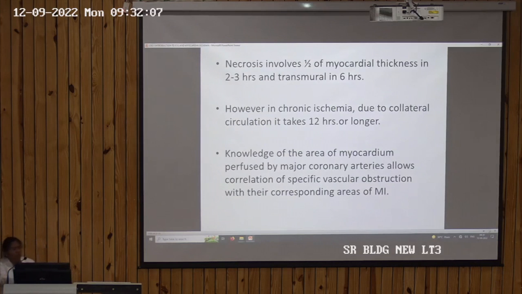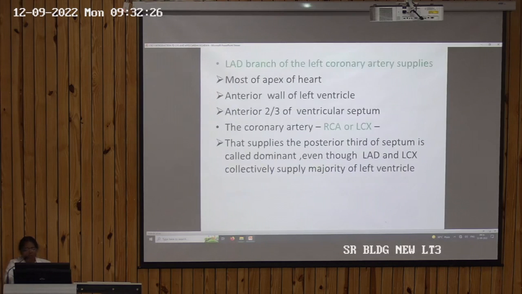And usually the necrosis involves half of the myocardial thickness in 2 to 3 hours, and it is transmural in 6 hours. However, if there is chronic ischemia where collaterals have developed, the transmural infarction can take as long as 12 hours. So if this is the supply of the coronary arteries, and if we know which coronary artery is blocked, we can predict which area of the heart will be affected.